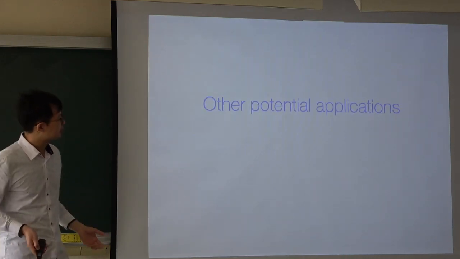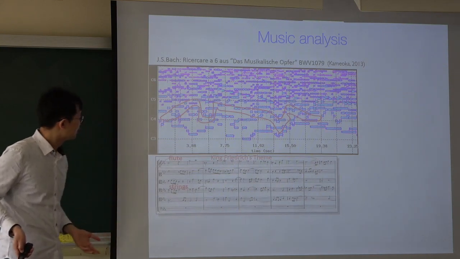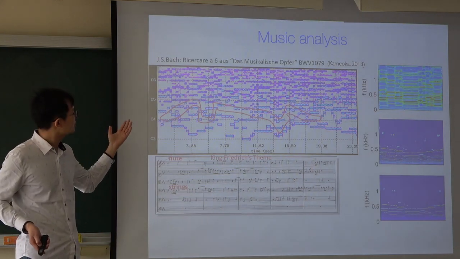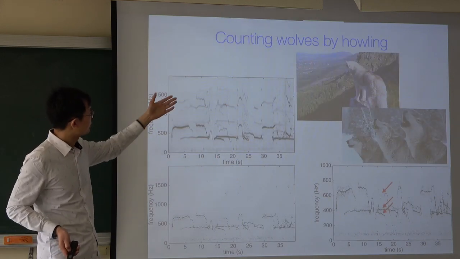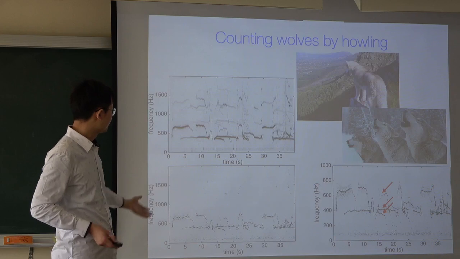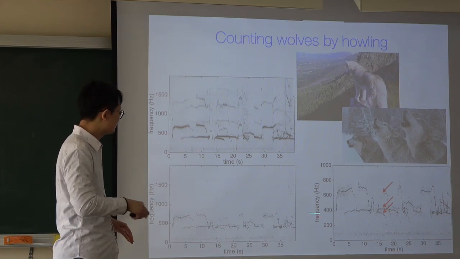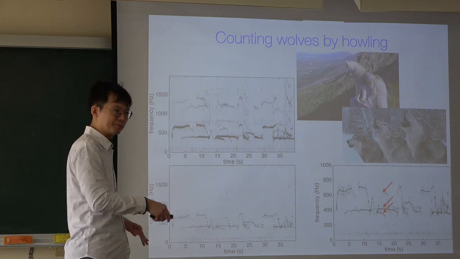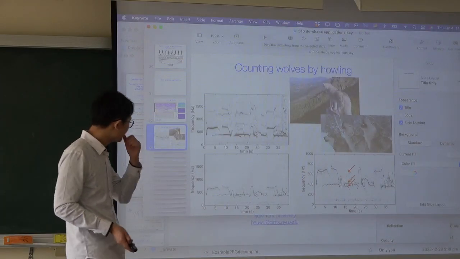There are several other potential applications, for example, in music, but I don't know too much about it. I just showcase you some results, or do biology analysis, for example, counting wolves by howling. You can see that the short-time Fourier transform is very complicated, the shape, and you can use the shape patterns to do the counting and so on. So it has several possible potential applications.